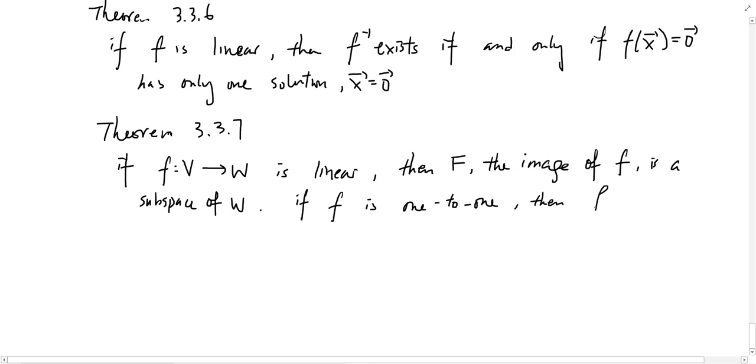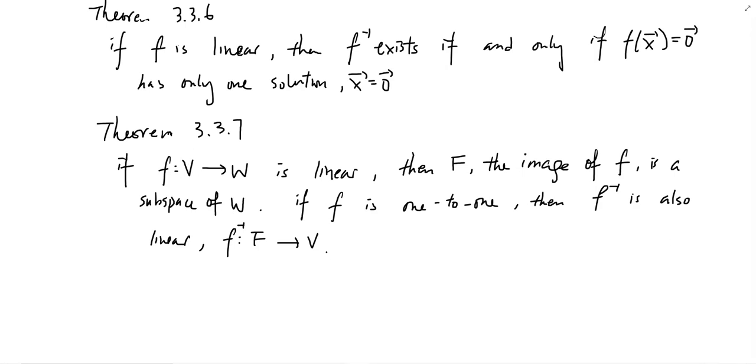Then f inverse is also linear, and f inverse would go from the image of f to V, because we take the image of f as its domain and now map back into the domain of the original function. So let me show you some examples to illustrate this concept.